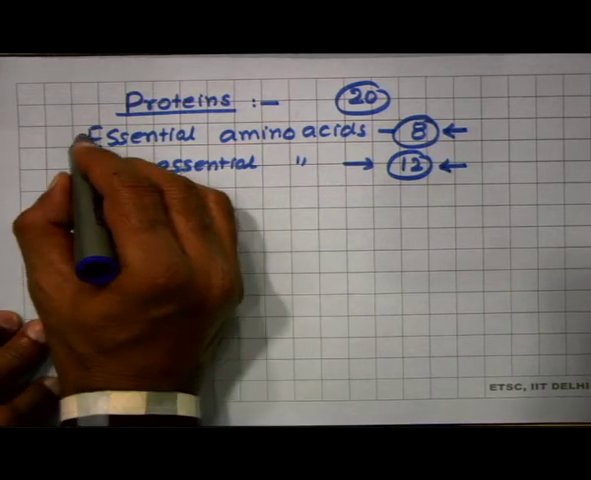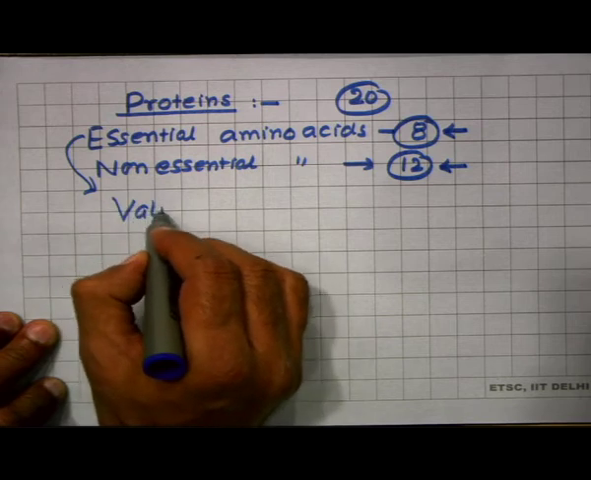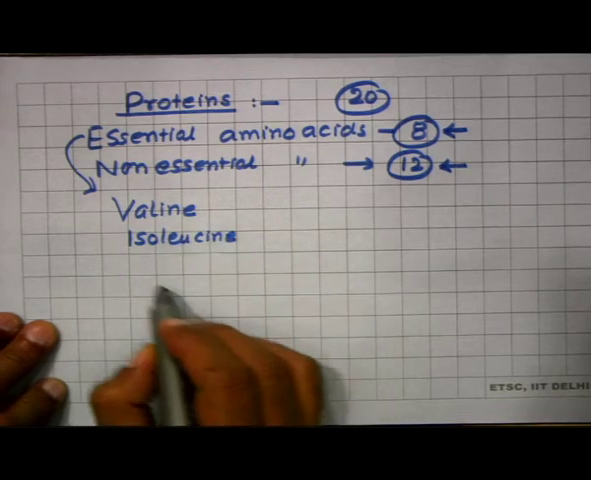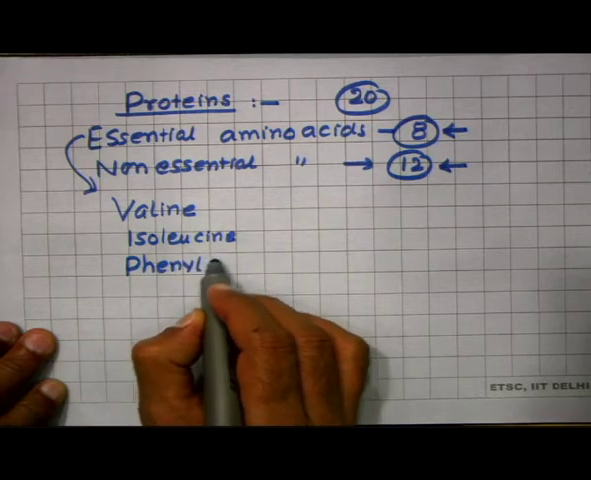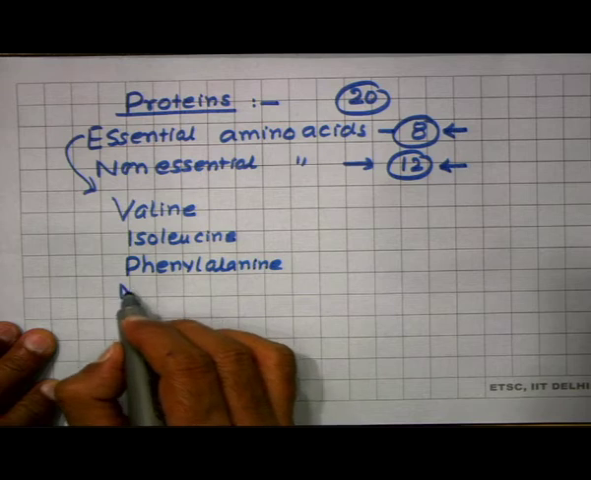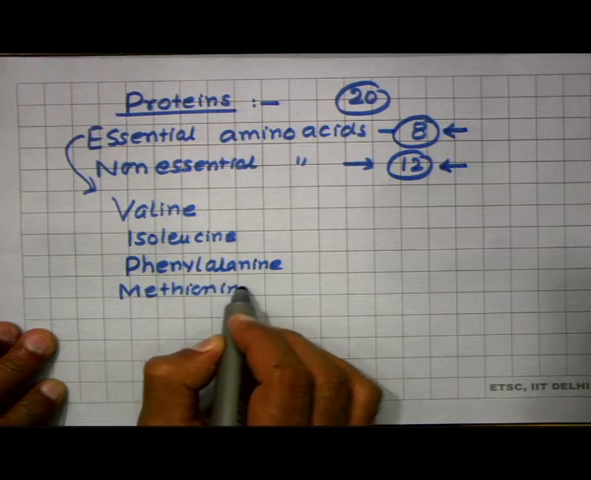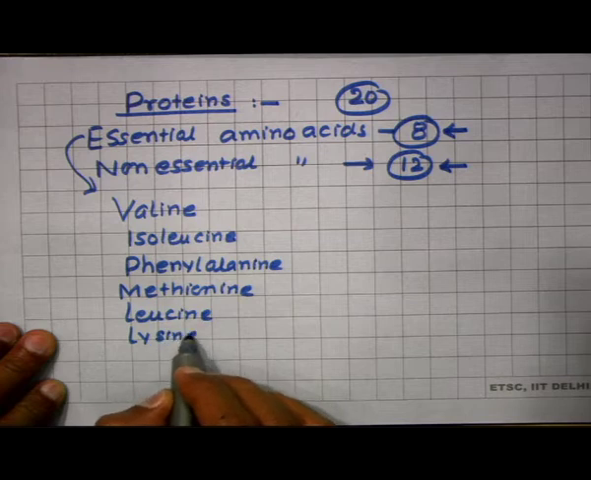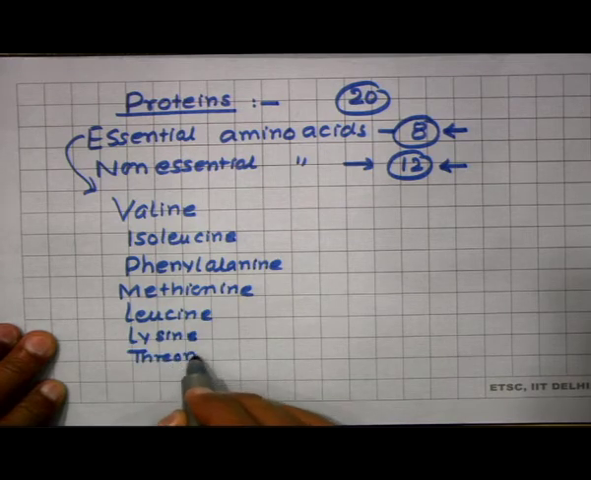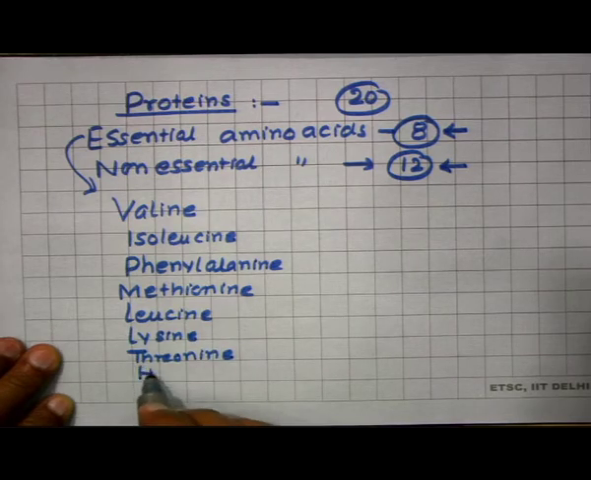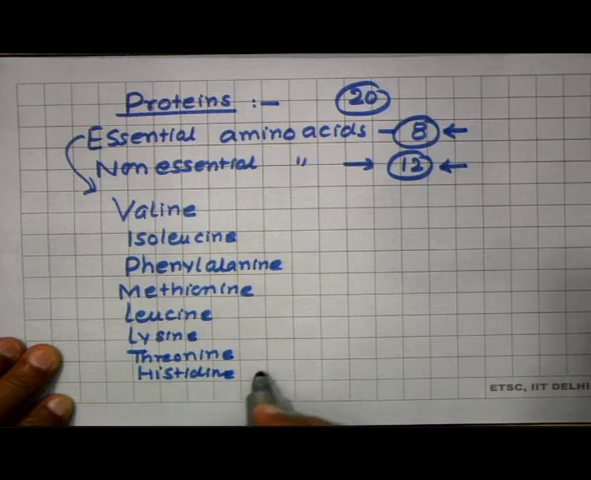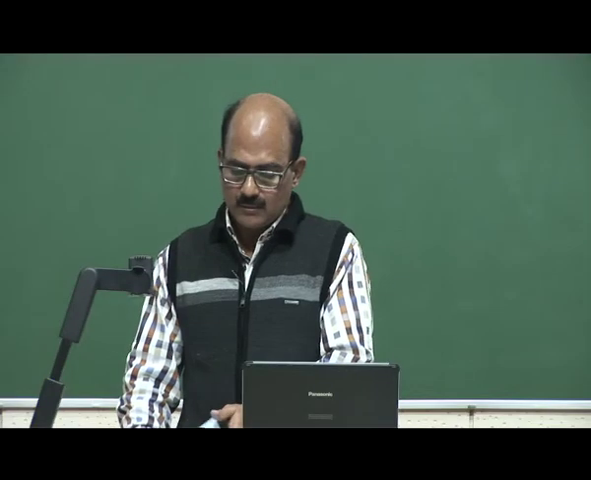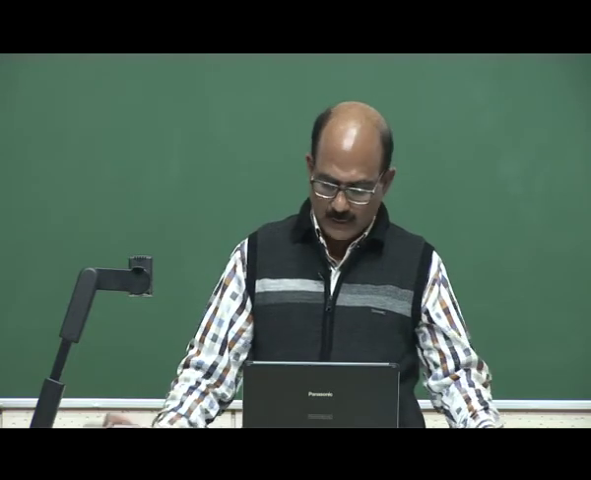The names of these essential amino acids are valine, isoleucine, phenylalanine, methionine, leucine, lysine, threonine, histidine, etc. So, these are the essential amino acids which are not synthesized by our body. The rest will be the non-essential amino acids.